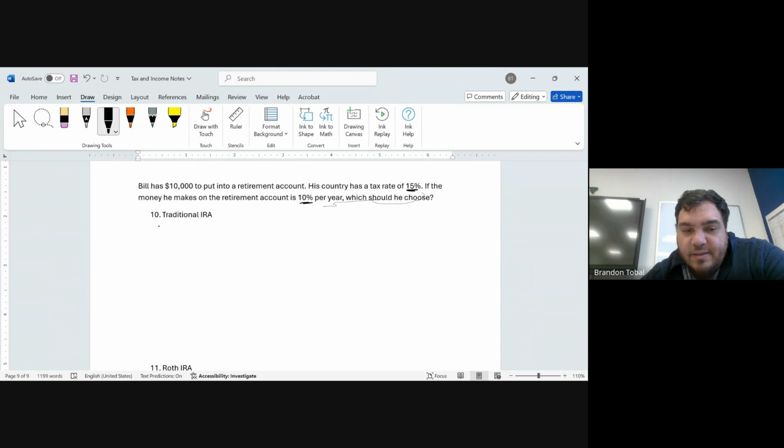Okay. So the first thing we're going to do is figure out, in traditional IRA, we pay the taxes at the end. So he's going to put the money directly into the investment, which to calculate investments, which we did before, and we're just going to keep it simple. So P times 1 plus R to the T power. In this case, he puts all $10,000 into the bank. So 1 plus 0.1, because it's 10% per year.